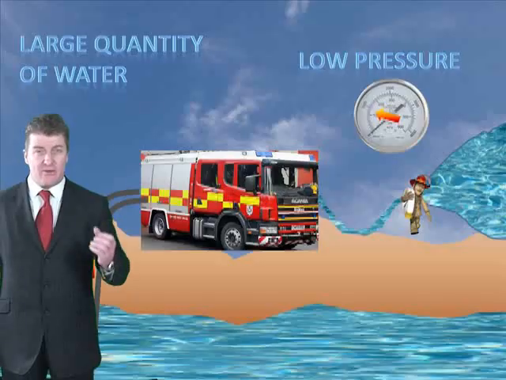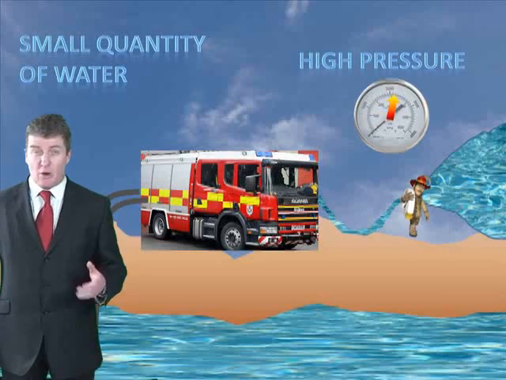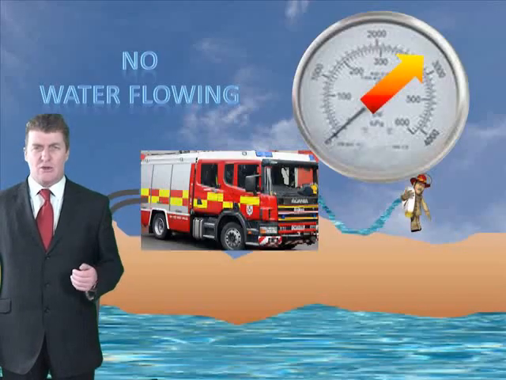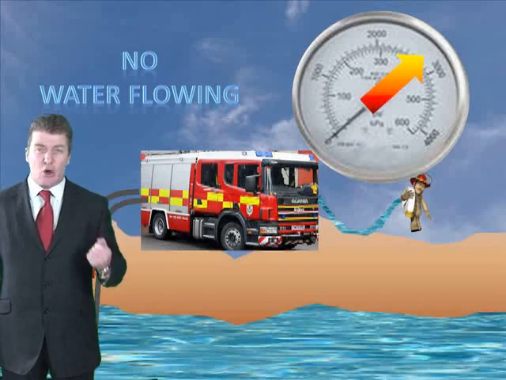Now when the pump is running at any given speed, this energy can be made to move either a lot of water at low velocity or a small amount of water at a high velocity. In both cases the energy requirements will be the same. Now what happens if no water is flowing? Well, the energy will be stored in the pump in the form of pressure energy, and the pressure gauge will be at its highest. So the pressure gauge, if there's no water flowing, is the highest.